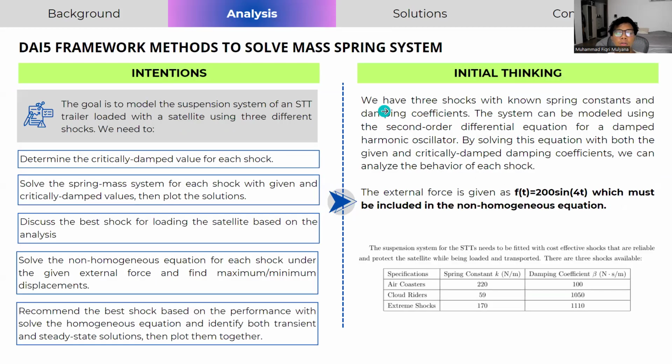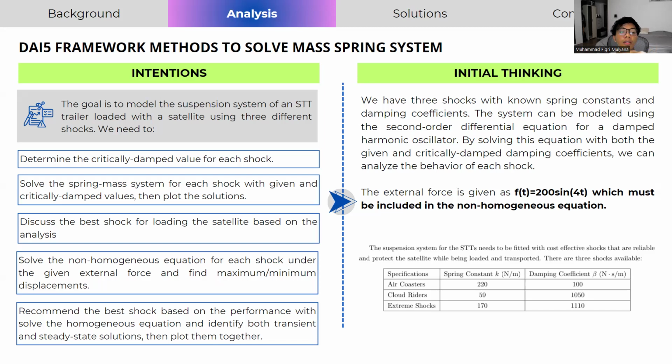We can solve this problem with the five-step framework. The first one is intention. In intention, the goal is to model the suspension system for an STTS trailer loaded with a satellite using three different shocks. The first step is to determine the critically damped value for each shock.